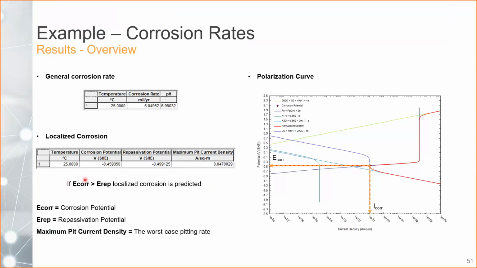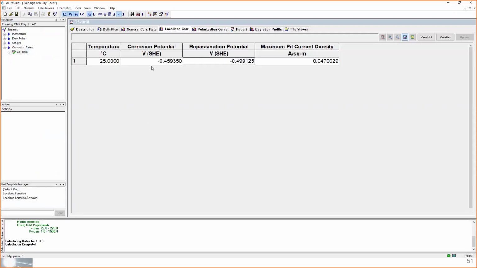So if your corrosion potential happens to be more positive than your repassivation potential, then you will have propensity to localized corrosion damage. Okay? So that's what we're seeing here. The corrosion potential is more positive than the repassivation potential. Hence, corrosion happens much faster than repassivation. Hence, you have localized damage.